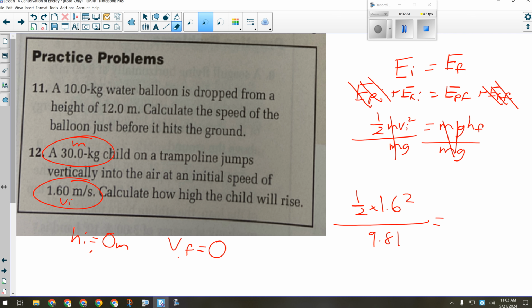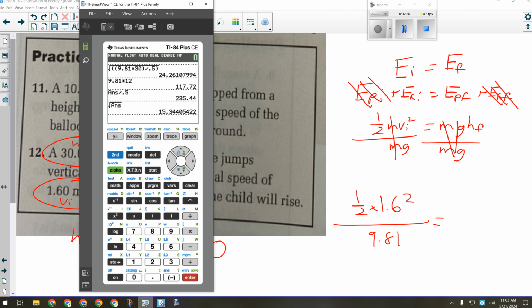This kid's not getting very far off the trampoline, they don't have a lot of energy. 0.5 times 1.6 squared is only 1.28, divide that by 9.81, about like that. You're getting 13 centimeters off of the trampoline. They didn't try very hard. That's what it comes out to.